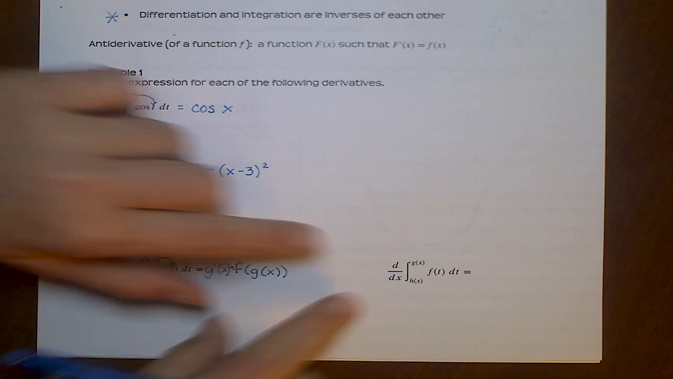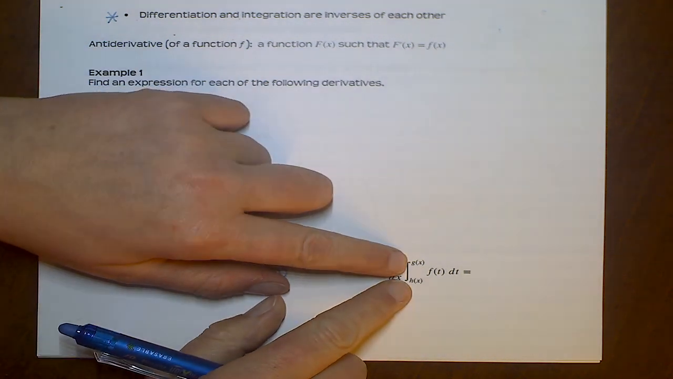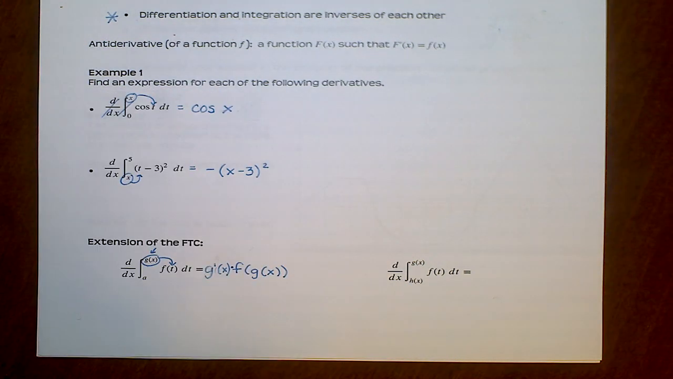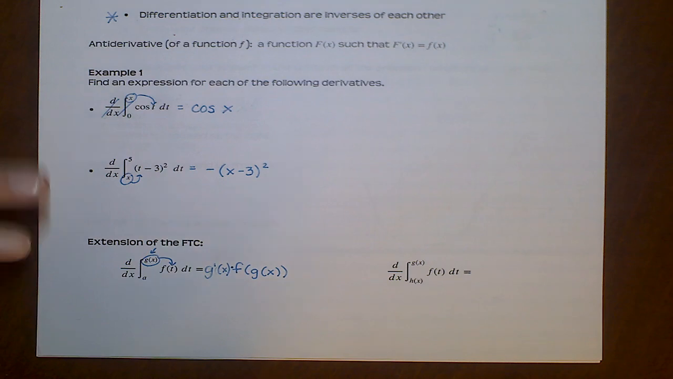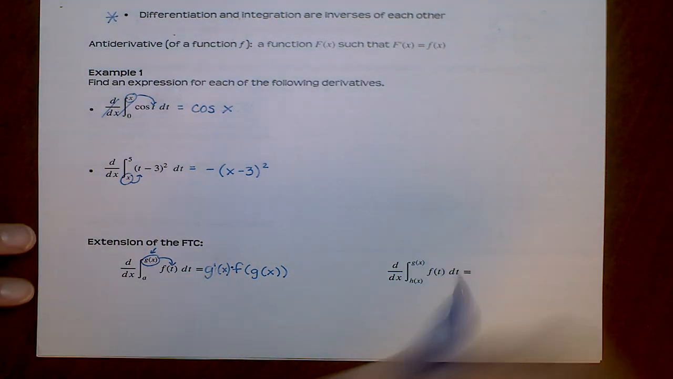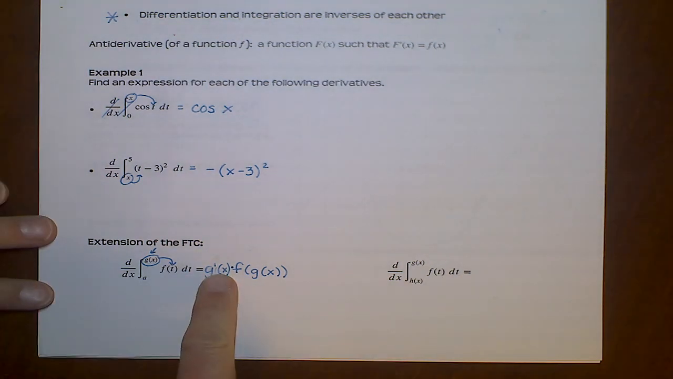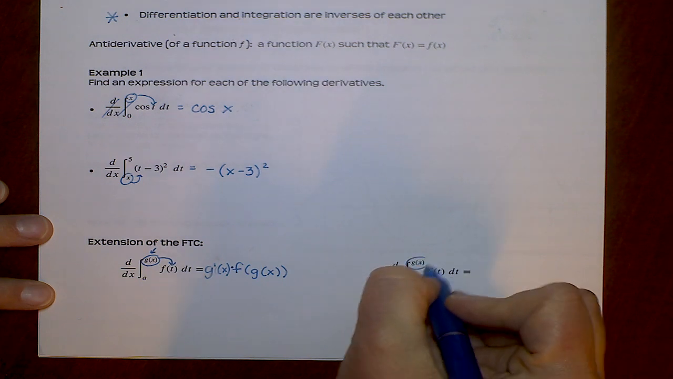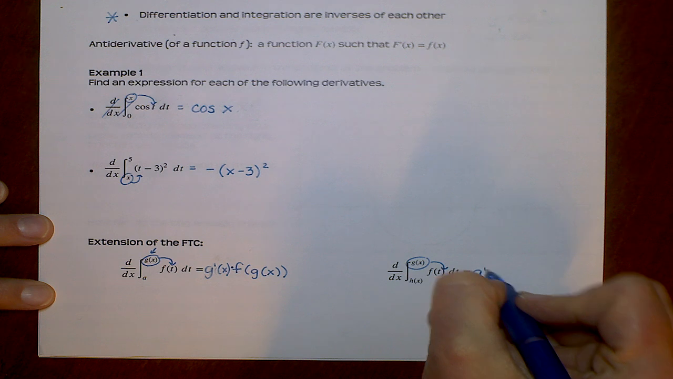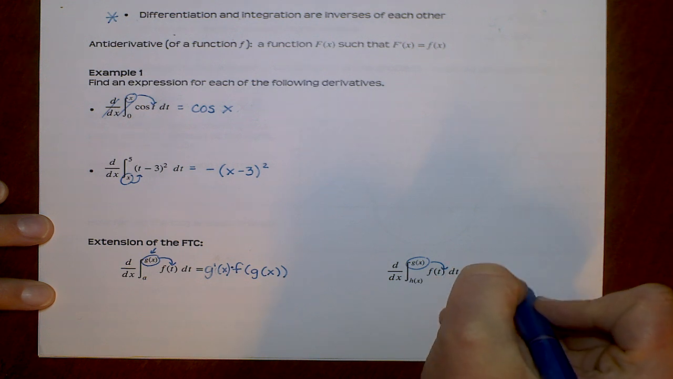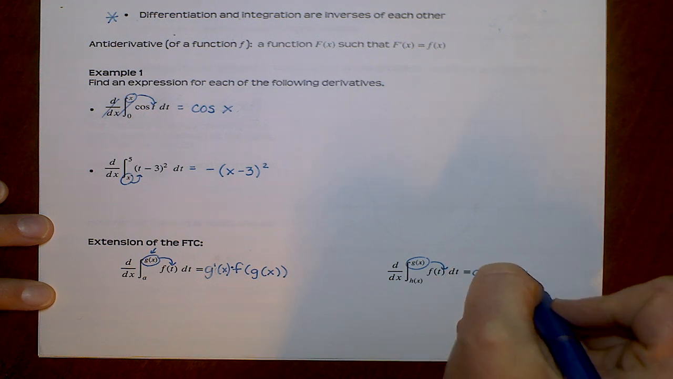So then what happens if I have functions on the top and the bottom? Well, this kind of ties into the second part of the fundamental theorem, which we will get to later on this week. So for right now, you might just have to take a little leap of faith with me. We're going to do the exact same thing we did here. So I'm going to take the g of x, I'm going to drop it in, and I'm going to apply the chain rule. I'm going to say it's g prime of x times f of g of x.